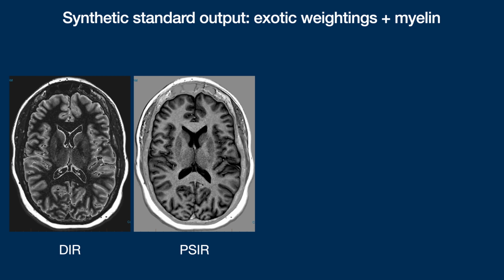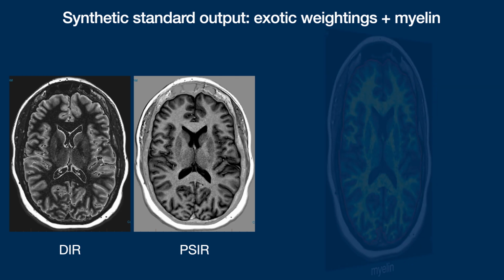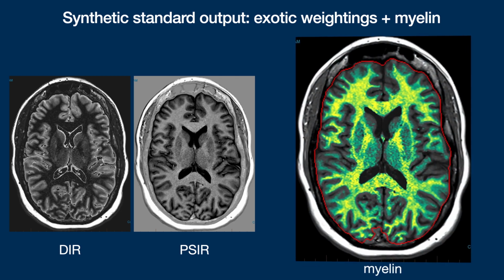Although eliminating conventional acquisitions is feasible, that is not the subject of this talk. Rather, it is the calculation of a unique weighting based on myelin concentration. That will be the focus of the cases presented and the approach to image analysis.